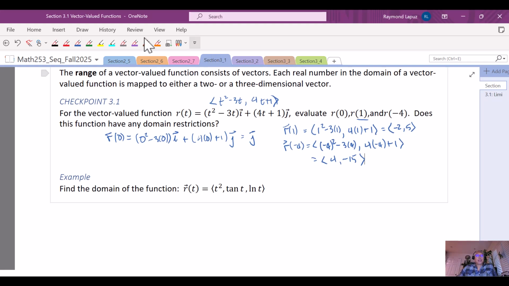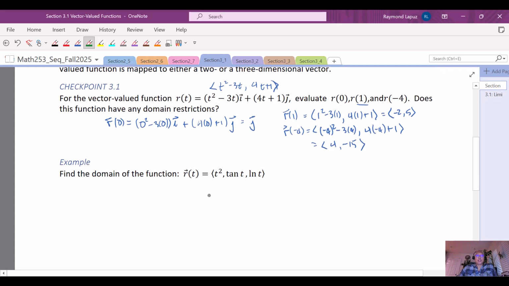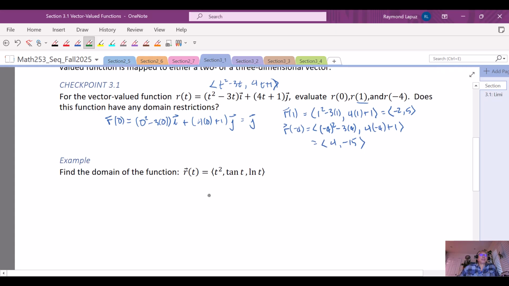Now, finding the domain of a vector-valued function is essentially finding the domain of each of these functions. So let's start with finding the domain of t squared, comma tan t, comma ln t. So the domain of this: the t squared is going to be all real numbers.